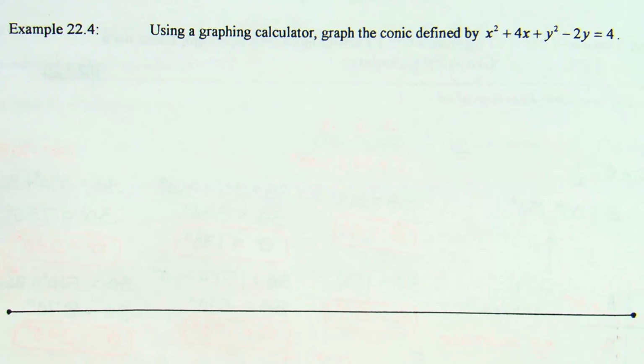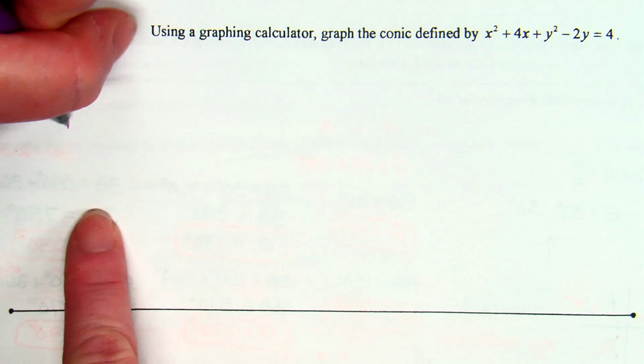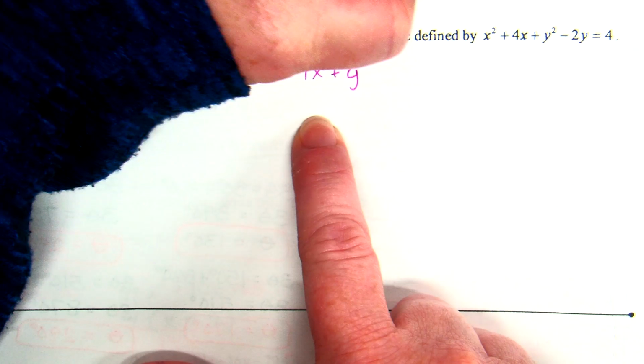Yep. Okay. One more example. Graph the conic defined by this right here. Hey, pop quiz. What is this going to be? It falls into the ellipse/circle category because x squared and y squared are both positive. They're the same numbers, which falls into the circle category. Okay, good. Okay, so x squared plus 4x plus y squared minus 2y equals 4.